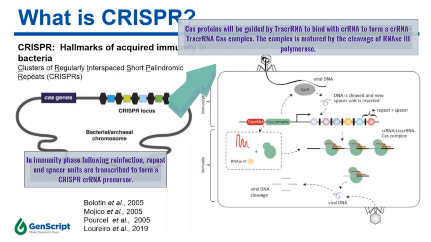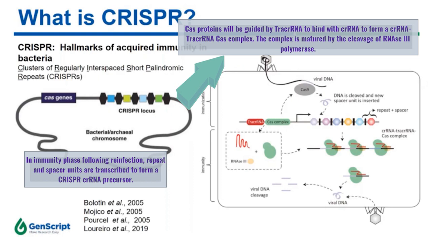So in the immunity phase, following reinfection, the repeat and spacer units are transcribed to form a CRISPR RNA precursor. And then these Cas proteins will be guided by the tracrRNA to bind with the crRNA to form a crRNA-tracrRNA-Cas complex. So this complex is matured after the cleavage by RNase III.